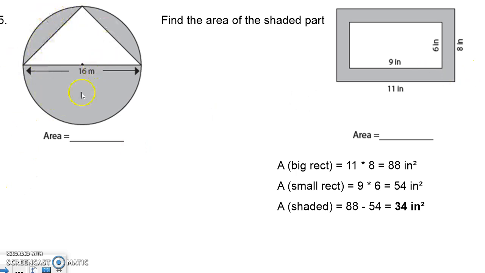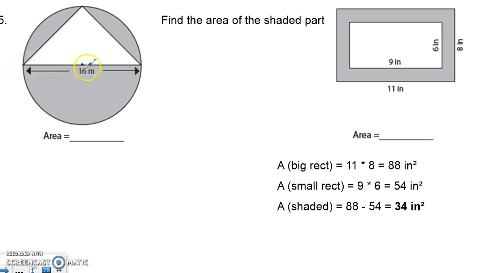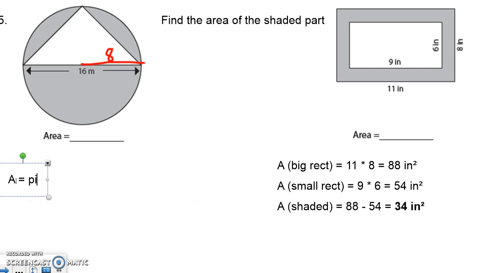So to get the area of the shaded part here, you're going to have to find the entire circle, its area, and subtract out the area of the triangle. All right, so remember, to find the area of a circle, I need the radius. I know the diameter is 16. So the radius is half of 16, which is 8. So to get the area of that circle, I'm going to do pi times the radius squared. So in this problem, it would be 3.14 times 8 squared, which is 201.06.